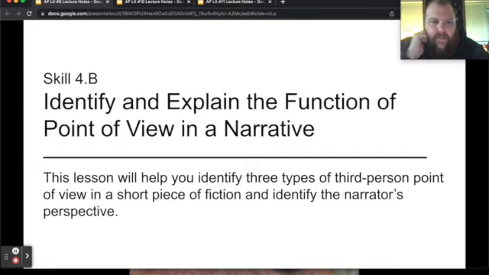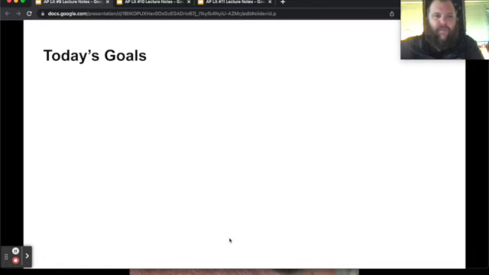Today we are going to continue talking about how to identify and explain the function of point of view in a narrative. Specifically, this lesson is going to help you identify 3 types of third-person point of view in a short piece of fiction and identify the narrator's perspective. So the last lecture was on first-person point of view. This one is on third-person point of view.